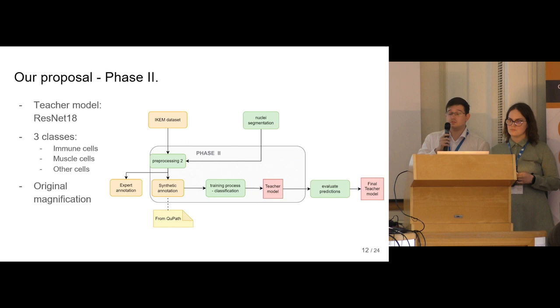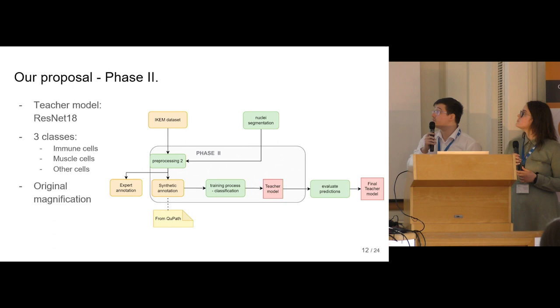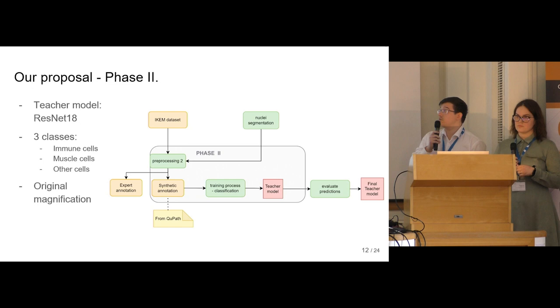The second phase consists of training a neural network called a teacher, and the input to this step is the segmentation masks obtained by our segmentation model and classifications provided by the QPAT tool. There are three classes: immune cells, muscle cells, and other cells. We work with the original magnification after experiments with multiple resolutions. Based on evaluation of several models, we choose the best one, which was ResNet 18, which we use in the further steps.